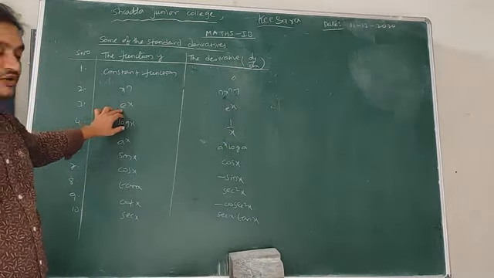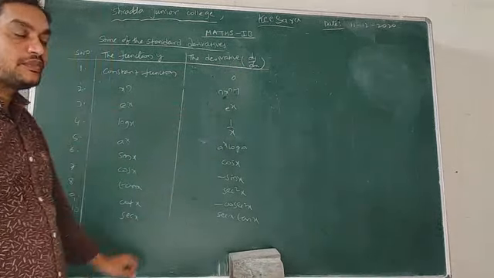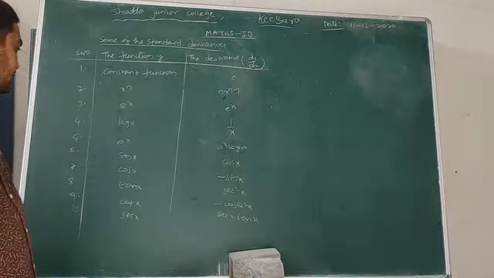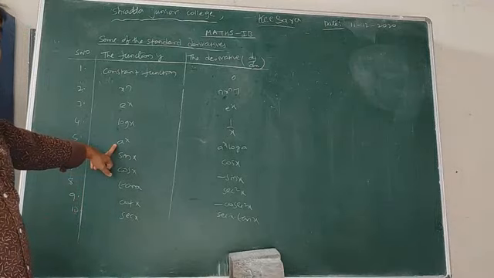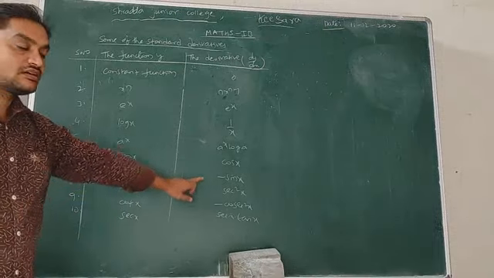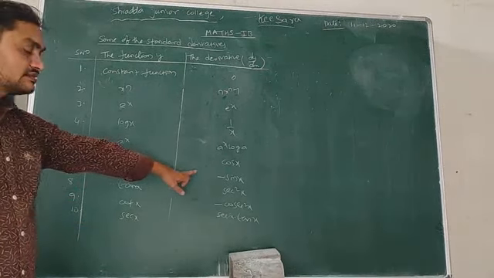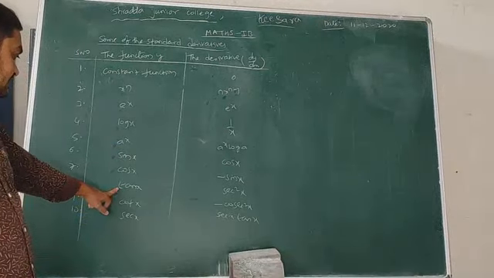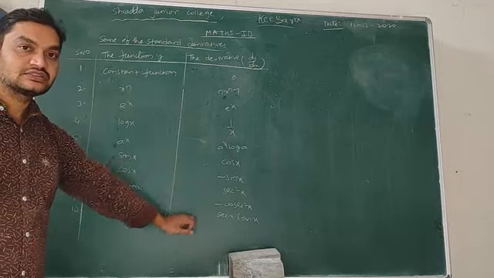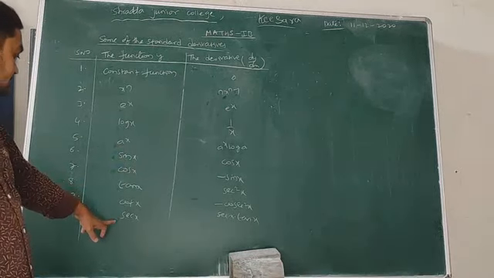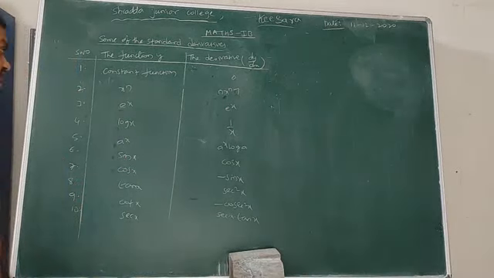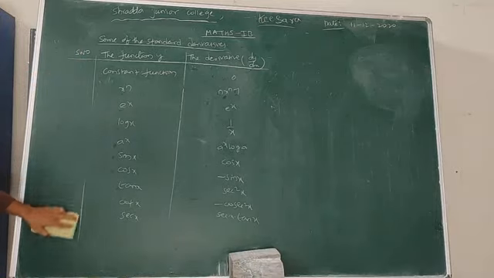Next, d/dx of e power x is equal to what? e power x. d/dx of log x, what is the formula? That is 1 by x. And d/dx of a power x is a power x log a. d/dx of sin x, cos x. d/dx of cos x, minus sin x. d/dx of tan x, secant square x. d/dx of cot x, minus cosecant square x. d/dx of secant x, what is the formula? Secant x tan x. This is our required formulas.